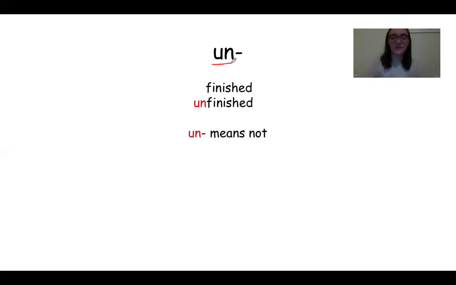The next one we're going to talk about is un. So the word I have is finished. Now let's put the word un at the beginning, unfinished. And the word has, instead of meaning finished, meaning things are all done, right? Un means not. So just because we added these two letters, un, at the beginning of the word finished, it means not finished. So it means that you did not finish. So, but instead of saying, oh, this I did not finish, you could say, this is unfinished.